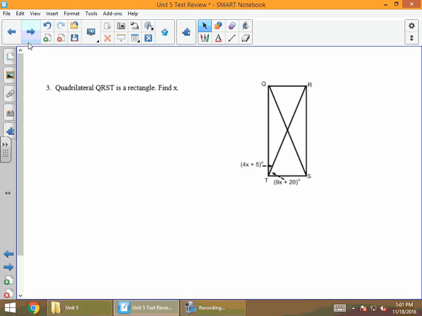All right. So, go to this. Now we're going to the next section here. We have quadrilateral QRST. It's a rectangle. Find x. You have to know about various properties of different shapes. What is the one thing that makes a rectangle a rectangle? Definitions. All angles are 90 degrees. Very good. That is what it means to be a rectangle.